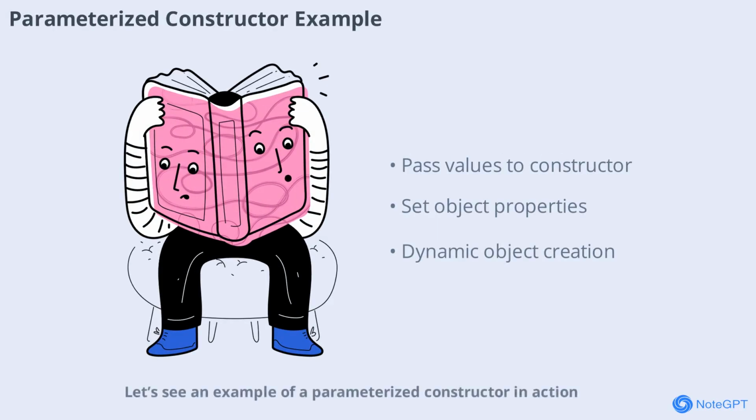Let's see an example of a parameterized constructor in action. In the rectangle class, the constructor takes two parameters, length and breadth. When you create a new rectangle object and pass values for these parameters, the constructor sets the object's properties accordingly. You can then call a method like getArea to calculate and display the area of the rectangle, showing how parameterized constructors make your objects more dynamic.